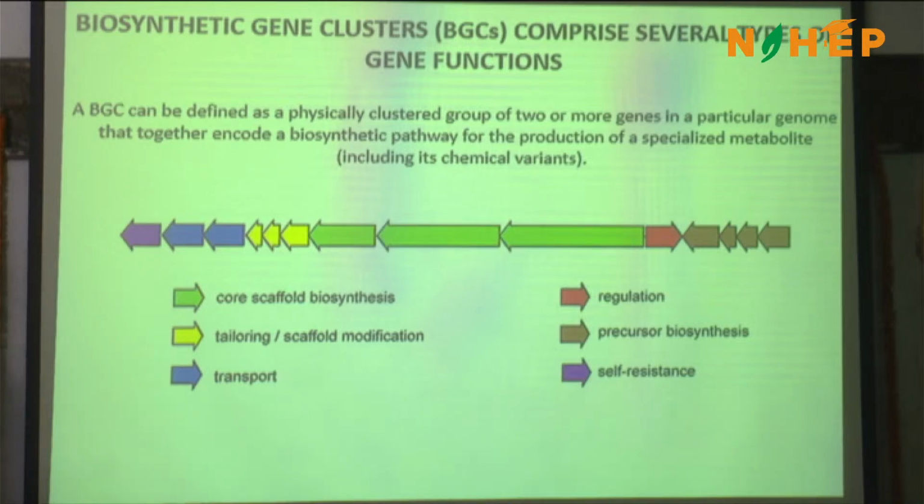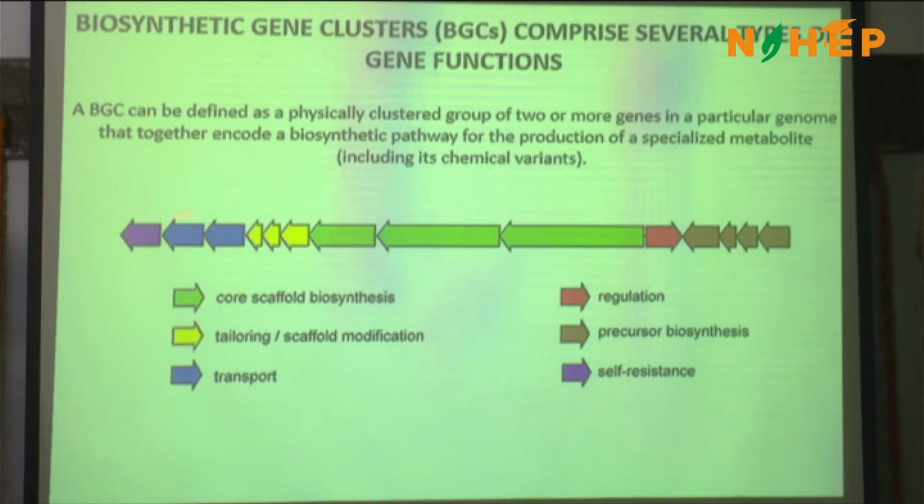So these secondary metabolites are organized in what we call biosynthetic gene clusters. This is the definition of biosynthetic gene clusters. A BGC can be defined as a cluster, a group of 2 or more genes in a particular genome, that together encode a biosynthetic pathway for the production of these specialized metabolites. And then here you have a biosynthetic gene cluster. They can be quite big, 40, 50, 100 kb.